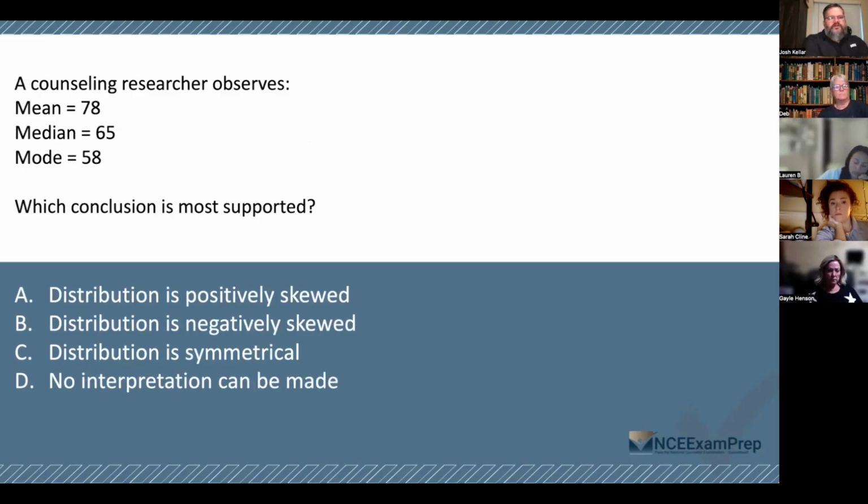A counseling researcher observes a mean of 78, a median of 65, and a mode of 58. Which conclusion is most supported? Distribution is positively skewed, distribution is negatively skewed, distribution is symmetrical, or no interpretation can be made. Would it be A? Are you asking me or telling me? It's B.